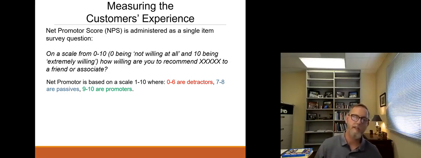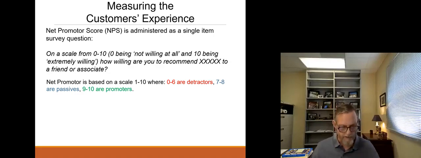We ask this on a scale on a survey. Again, it should say there 0 to 10. Net Promoter Score is based on 0 to 10. If somebody checks 0 through 6, those are called detractors. If you check 7 and 8, that person's called a passive. And if you check 9 or 10, you are a promoter.